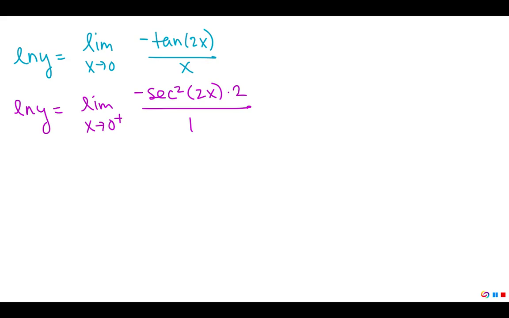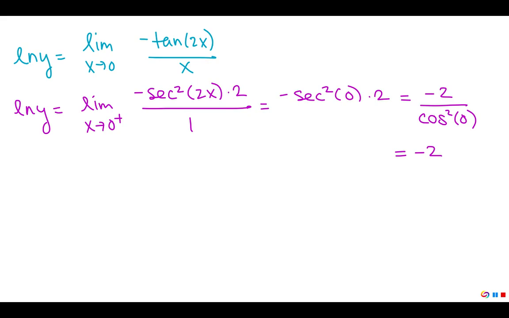So let's plug our 0 in, see what we get. Negative secant squared of 0 times 2. That's the same thing as negative 2 over cosine squared of 0. Secant and cosine are reciprocals. Let's see, cosine of 0 is 1. So that's just negative 2.